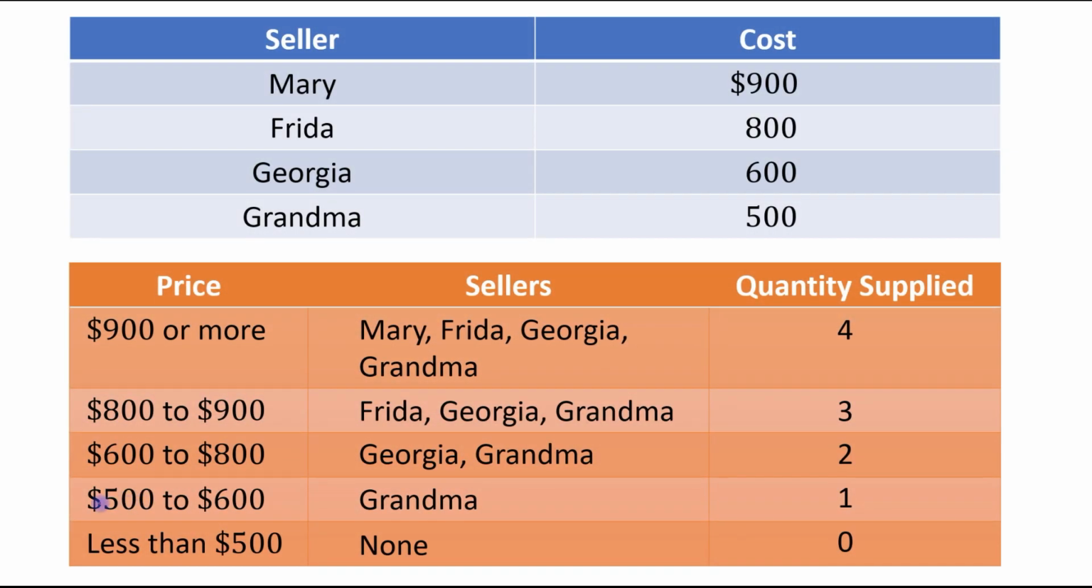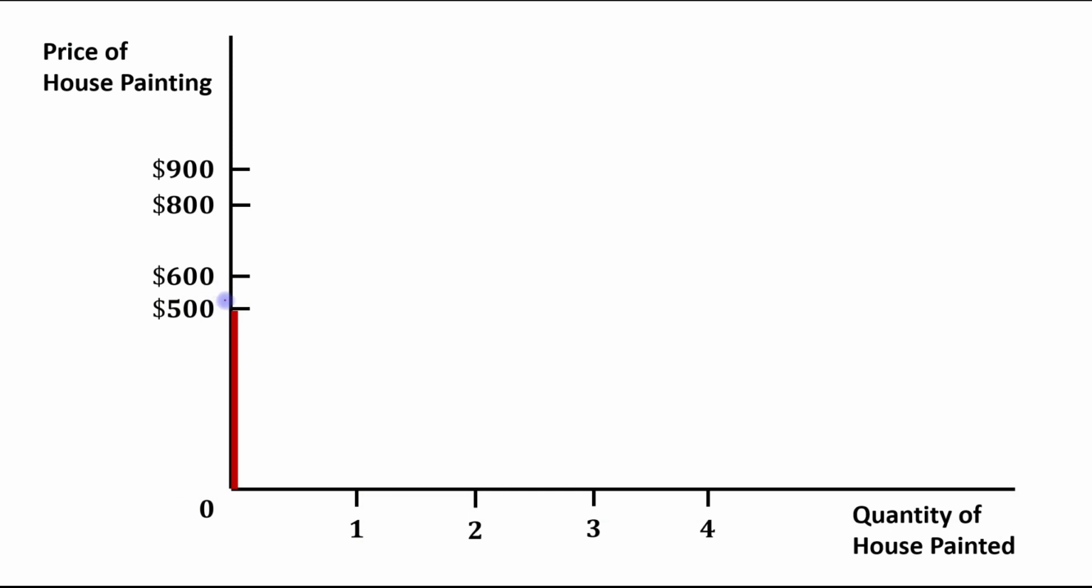Now the second case: when the price offered is between $500 to $600, the quantity supplied is 1. So in this range, $500 to $600, quantity supplied is 1. So the supply curve will look like this.